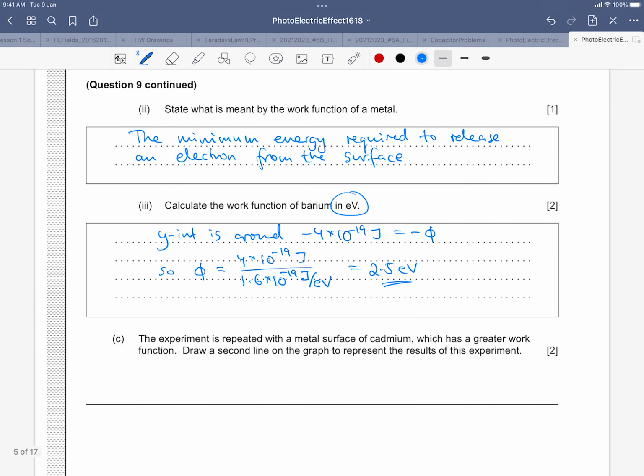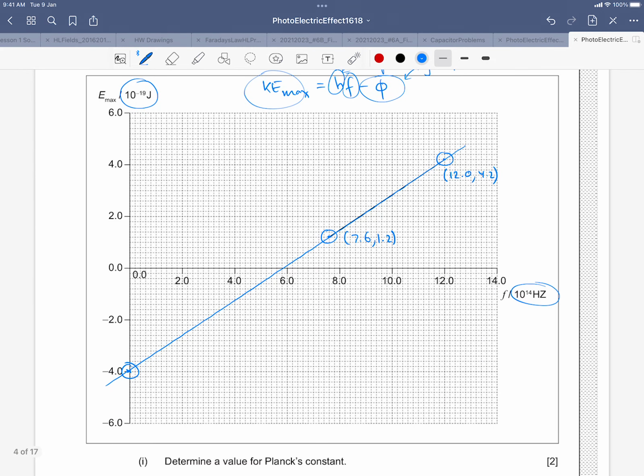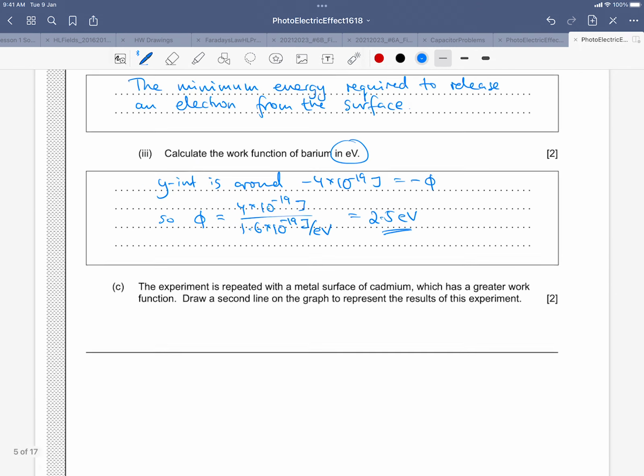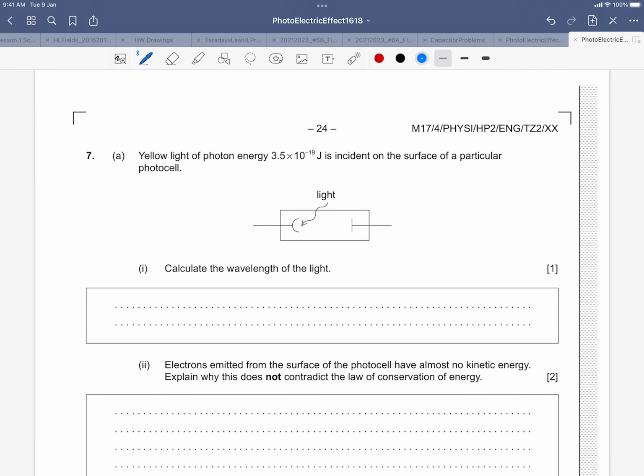The experiment is repeated with a metal surface of cadmium, which has a greater work function. Draw the line corresponding to that. So a greater work function, of course, means we have a more negative y-intercept. So we have to draw a straight line with a more negative y-intercept. But the slope, of course, has to be the same, because the slope is Planck's constant, which is a constant of nature. So there you go. Nice. Let's move on.